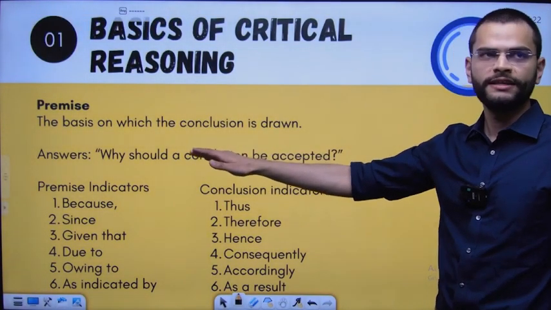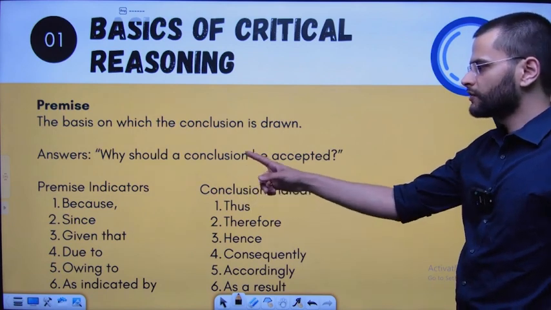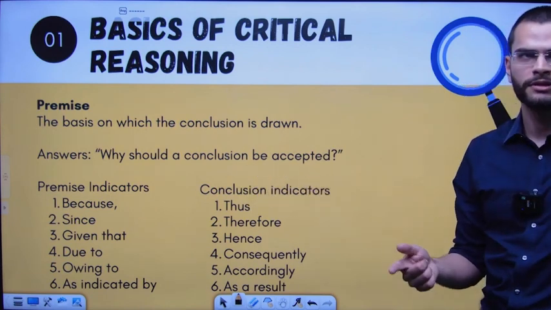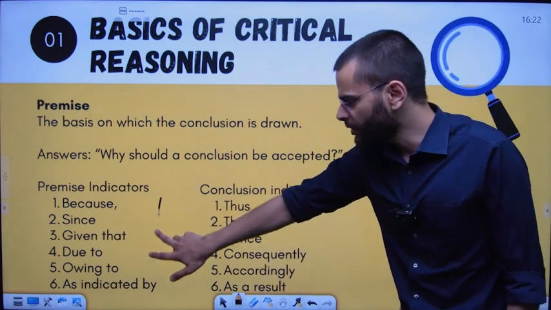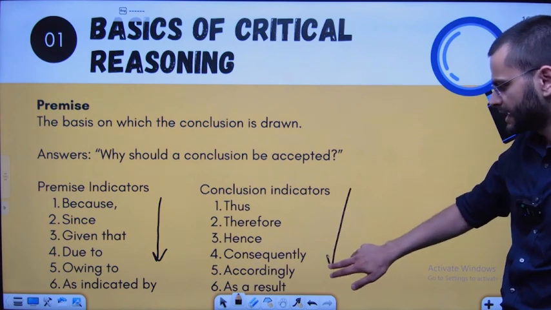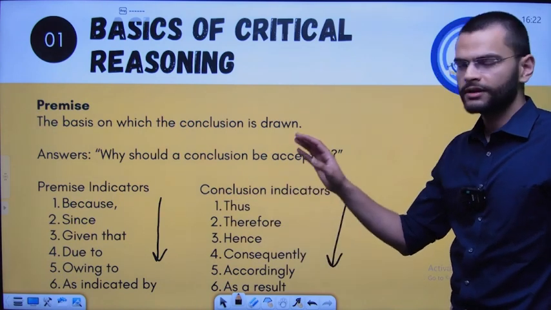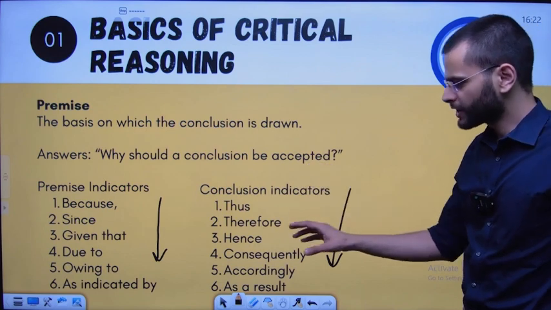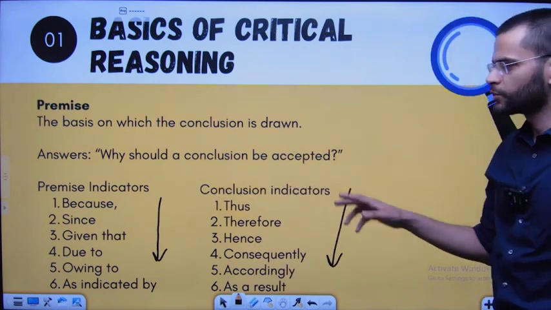Whenever you have to find the premise in any particular argument, you always ask the question, why should a conclusion be accepted? The reasons for accepting the conclusion become the premises. These are some common indicators that you can look at while reading the paragraph of questions or the shorter form of questions, but don't accept these particular words as golden rules of them being premise or conclusion indicators.